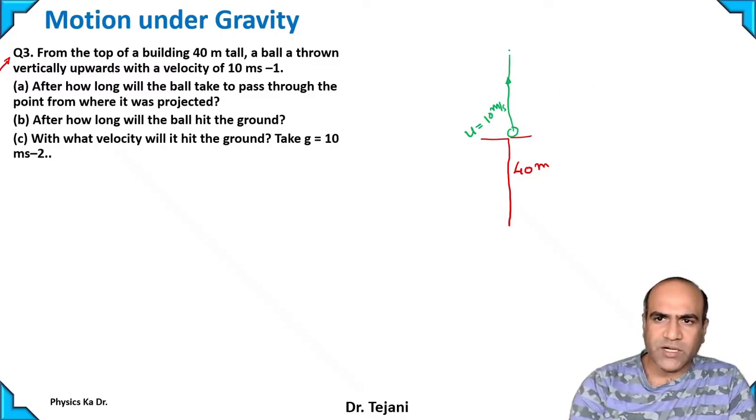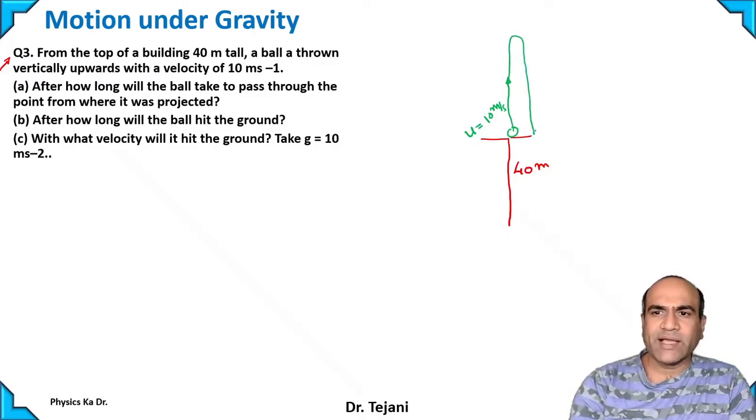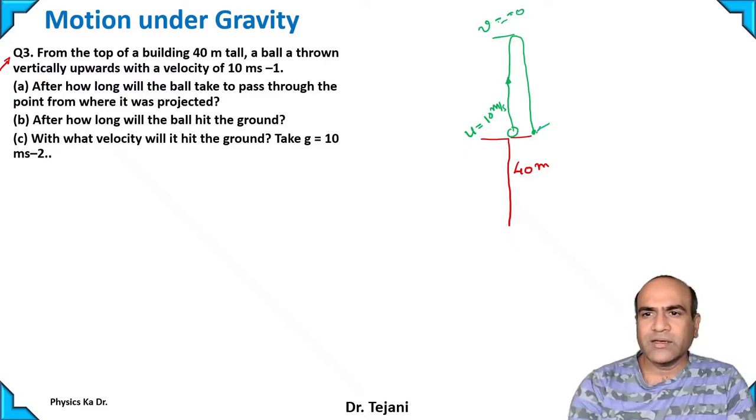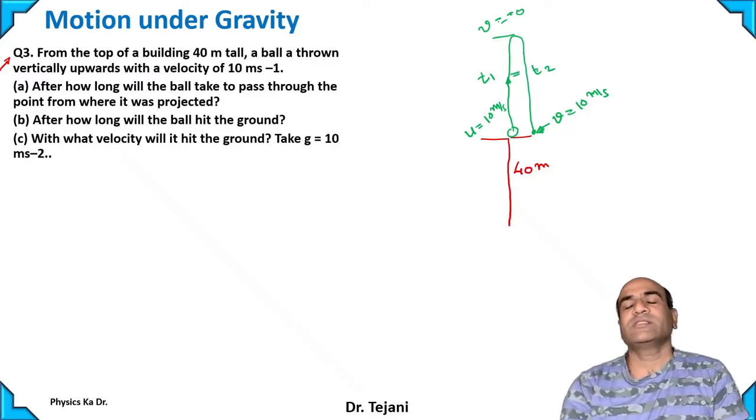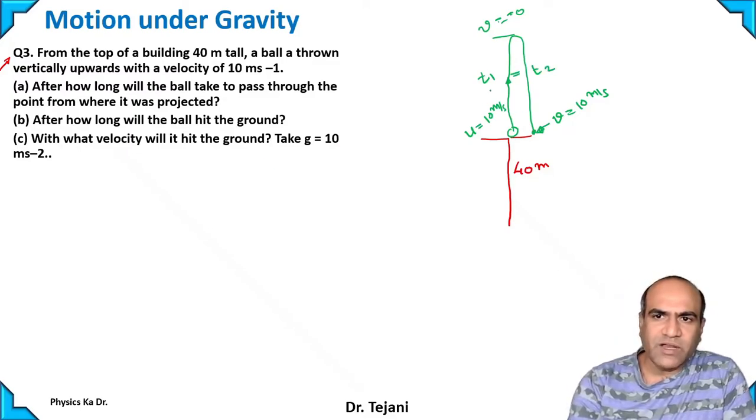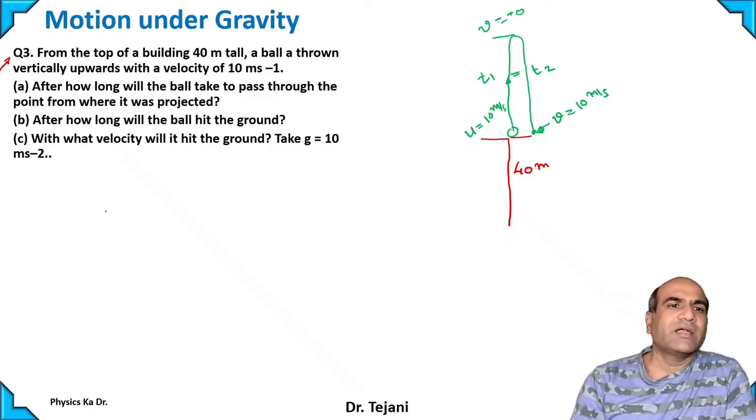The ball is projected, reaches its maximum position where v is equal to 0, and again reaches its original position here, right? So we need to find the time required for this full journey. Here the final velocity becomes 10 meters per second, and if the times are t1 and t2, both must be equal. If we find t1, then we can get the total journey time.